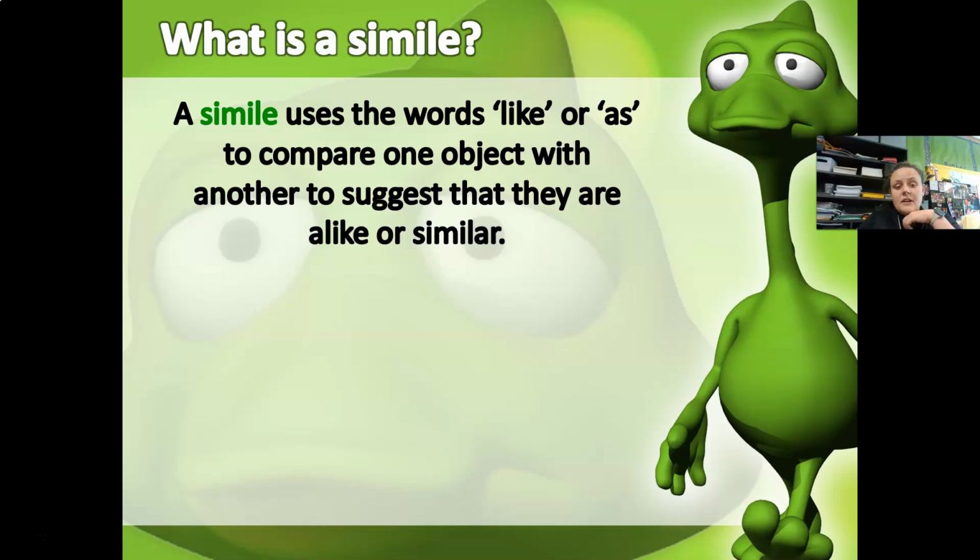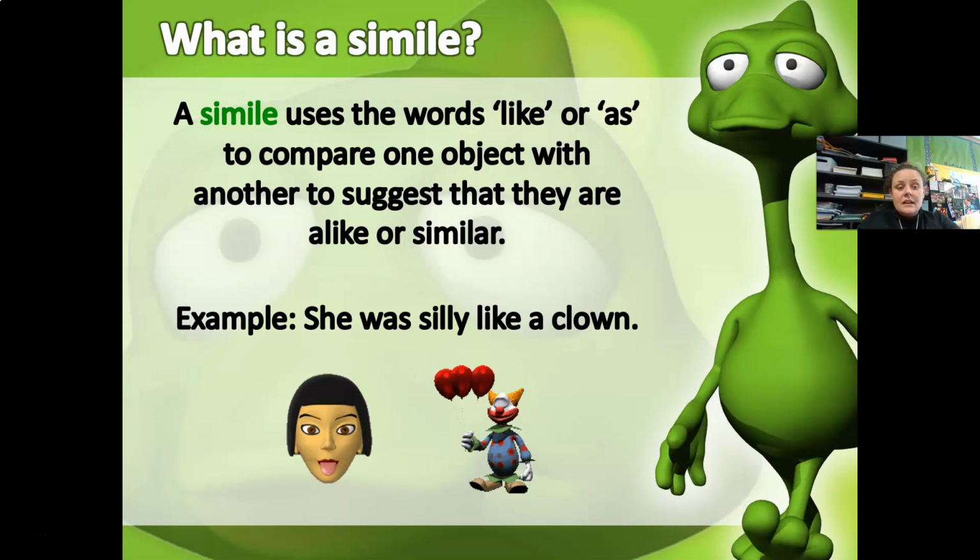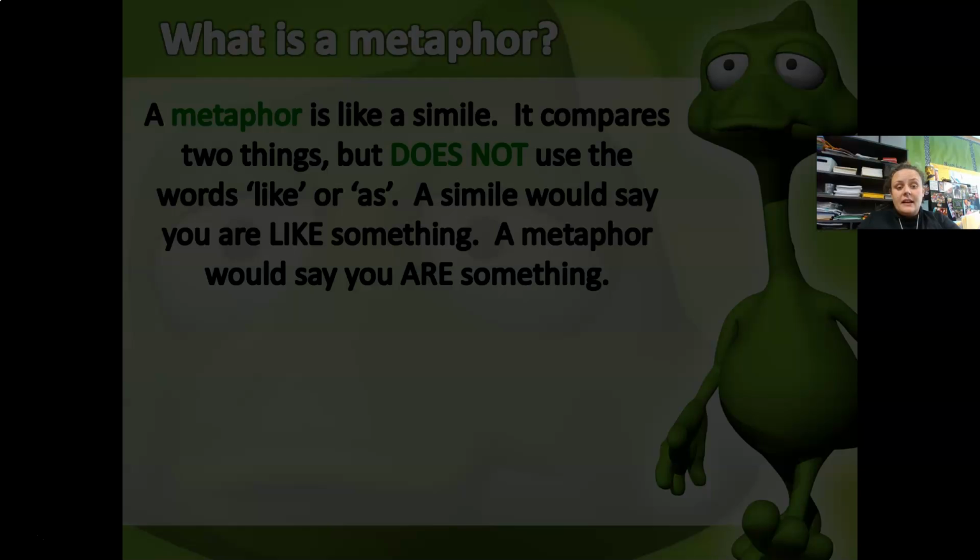What is a simile? Well, we've talked about a simile before. It uses the words like or as to compare one object with another, to suggest that they are alike or similar. He was busy as a bee. So it's comparing his busyness to that of a bee using as. A simile uses the word like or as to compare. She was silly like a clown. There's that like. She was like a clown.